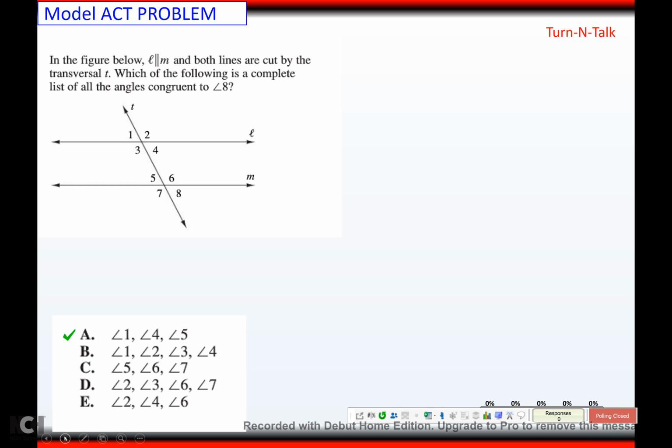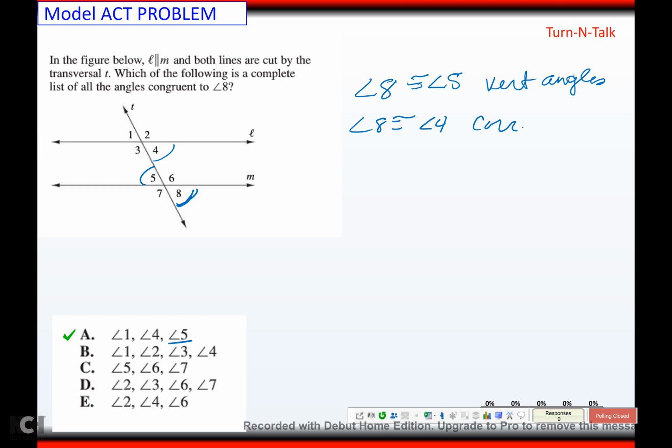In the figure below, L and M are parallel, and both lines are cut by the transversal T. Which of the following is a complete list of all the angles congruent to angle 8? Well, the first thing I noticed is that angle 8 is congruent to angle 5 because those are vertical angles. Okay, and then I know that angle 8 is congruent to angle 4 because those are corresponding angles.